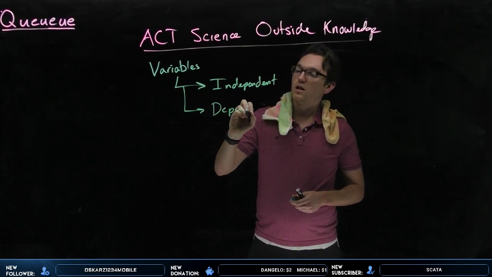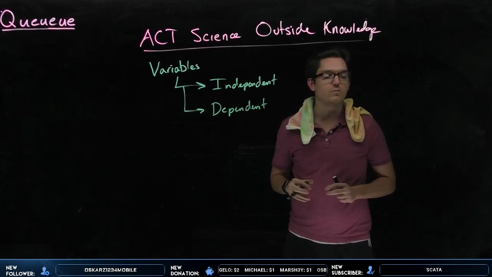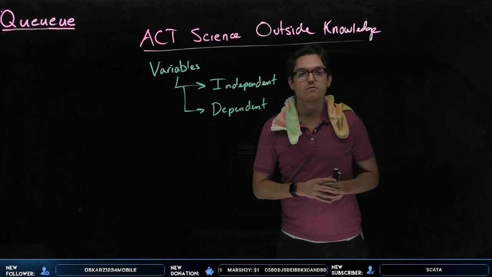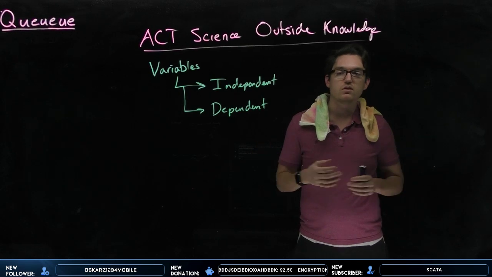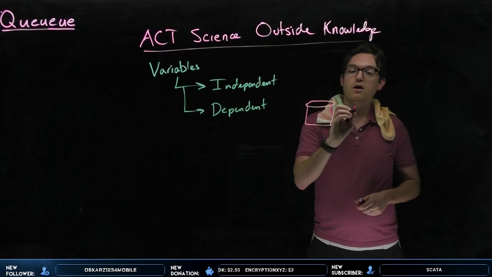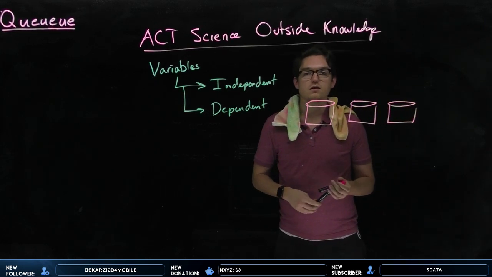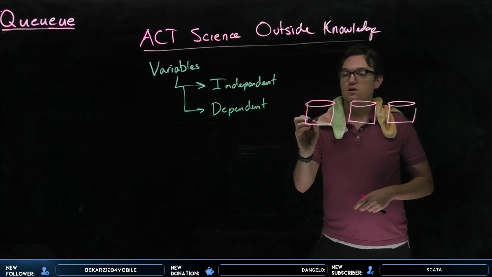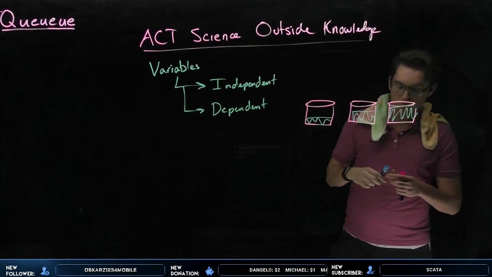Let's imagine a classic junior high science fair project: what happens when you put different amounts of water in plants? You choose a plant, a bunch of sunflowers, and a bunch of different vases. And you vary the amount of water in each of them, because you want to see what the effect is of having more water or less water on specifically the growth of these flowers. So you've got some water in this one, more water in this one, a lot of water in that one. Okay?